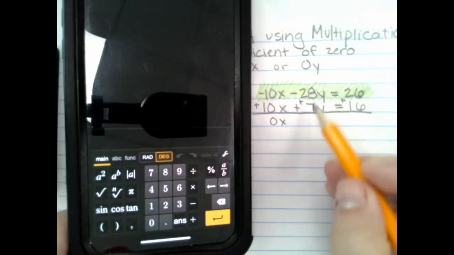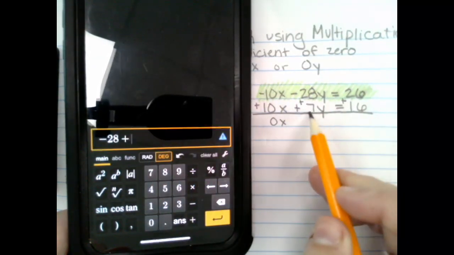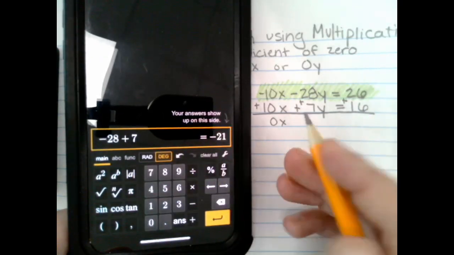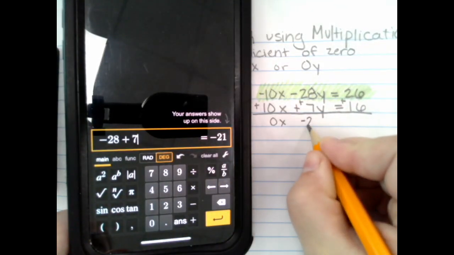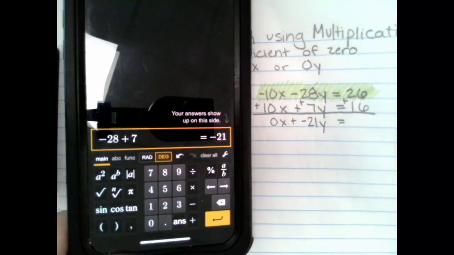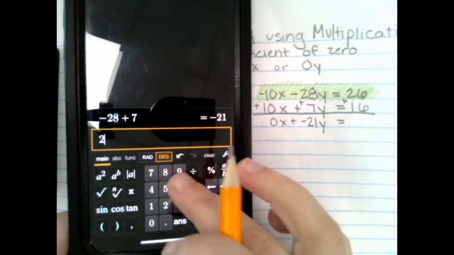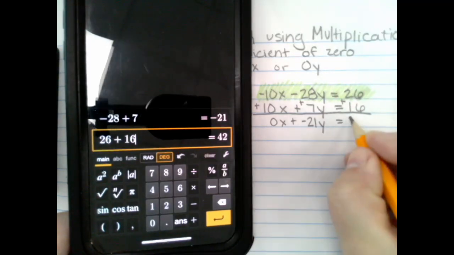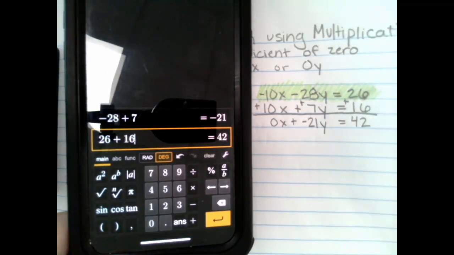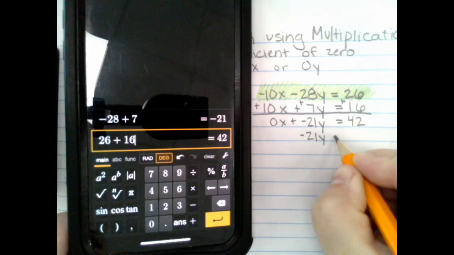Okay, I'm going to use my calculator for this one because I just want to make sure I'm right. Negative 28 plus 7. We get negative 21. You can put a plus sign in the middle there if you wanted to, or you could write it as minus 21. And then 26 plus 16. 42. All right, so we get negative 21y equals 42. We need to solve that.